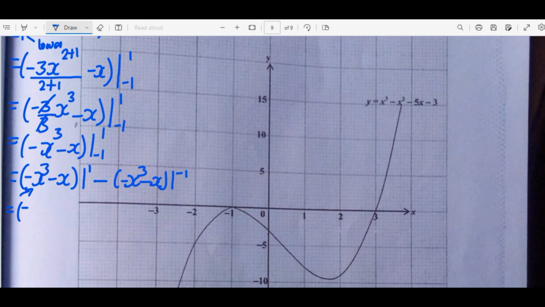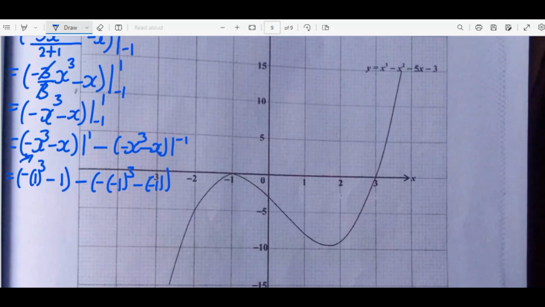So where there is x for the first one, I'm going to put the upper limit, which is 1 raised to the power 3 minus 1. Then for the second one is negative. Then here we have -1 raised to the power 3 minus -1 also here. So whenever you raise a number such as 1 to the power 3, the result is still 1, because we know that 1 times 1 times 1 is 1 times negative, that is still -1 minus 1.